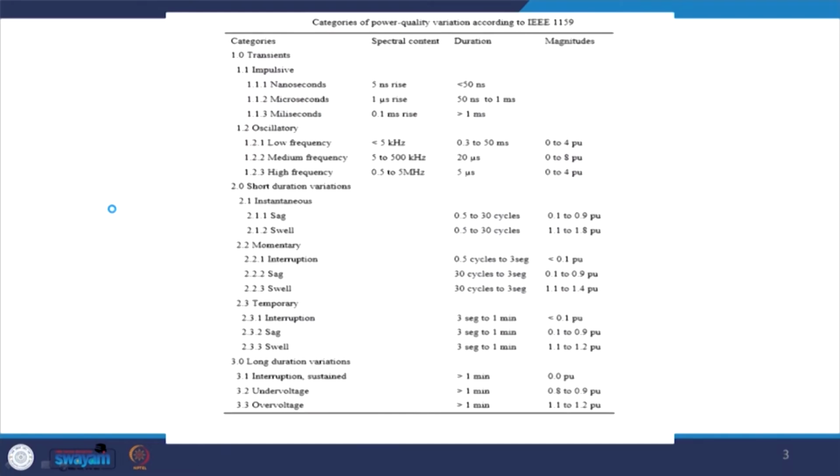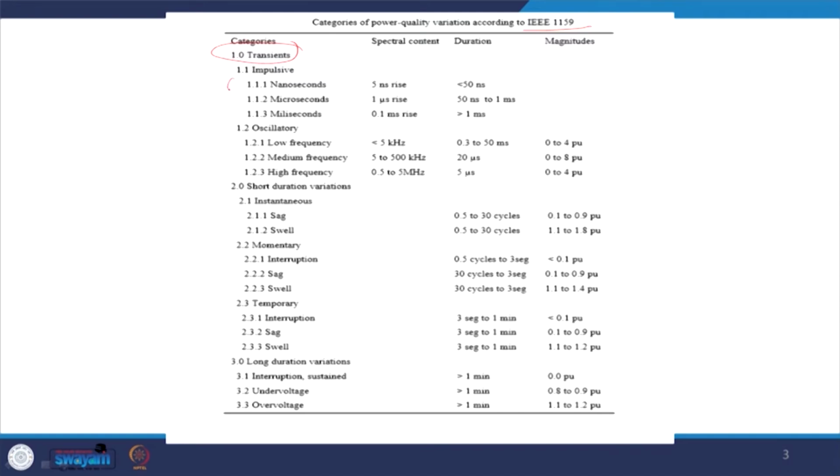So, this is one important research standard. We have already defined those terms. We shall see what the implications of it are. First of all, we have defined transient in the previous slide. Transient can be impulsive.